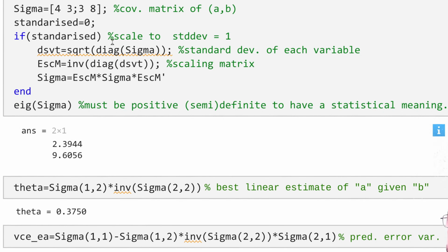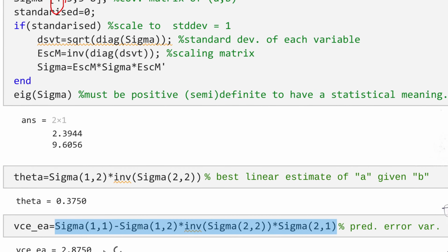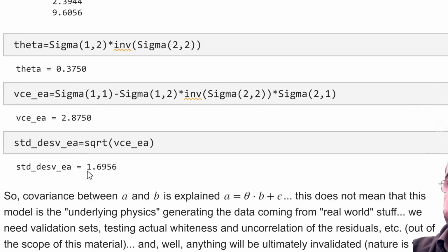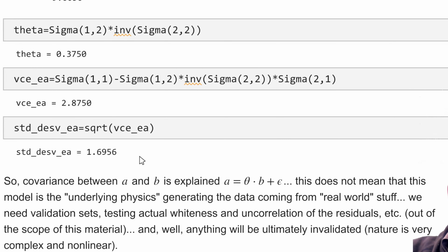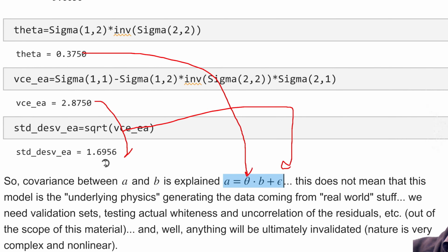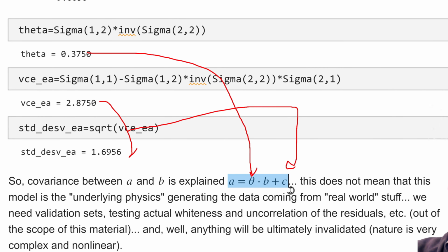And the best estimate of A given B is 3 divided by 8, that is 0.375. And that estimate has a residual error variance of 4 minus 3 squared divided by 8. This expression here results in 2.9. The standard deviation is 1.7, so we explained that observed covariance with this model having this theta and having this variance or standard deviation of this additive noise epsilon.